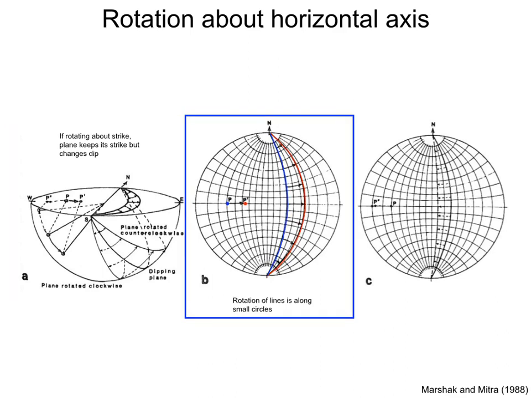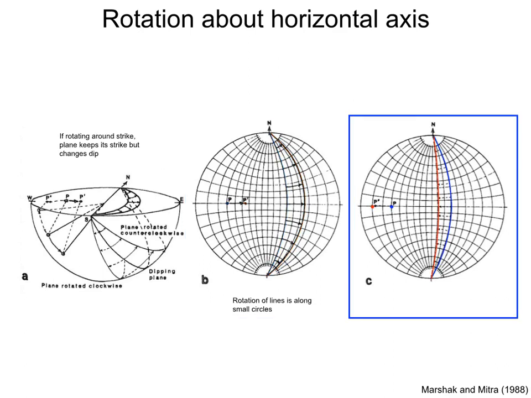Figure B shows the counterclockwise rotation on the StereoNet. The plane keeps its strike but decreases in dip. Every point on the great circle of the original plane, here in blue, moves along a small circle in the net to the new plane orientation, here in red. The pole to the plane also moves along a small circle towards the center of the StereoNet, from P to P'.